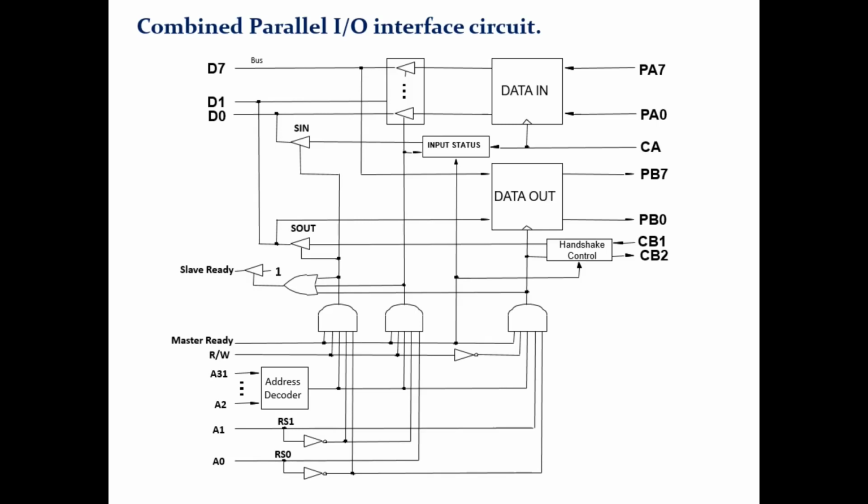And one more thing is, in the combination where the interface circuit has both input and output, in the status flag we read two different signals. One is from the input device, and one more, CB2, is for the output device.